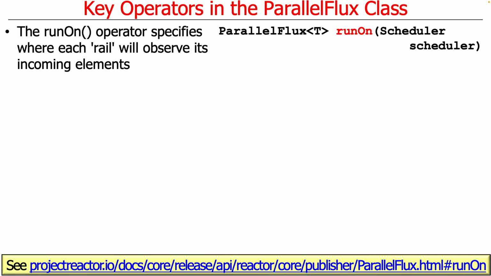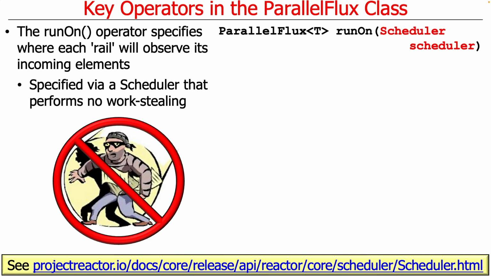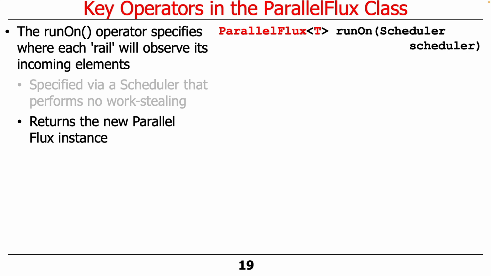There's another operator that parallel flux has that doesn't come from flux, called runOn. And runOn specifies where each of the rails will wait and do the processing on the elements that are sent to it in round-robin order. And when you call runOn, you give it a scheduler, and this scheduler does not perform work stealing for whatever reason. What's returned is a new parallel flux instance that will run its elements on that scheduler. And the typical schedulers are the parallel scheduler, which we've talked about before, and the bounded elastic scheduler, which we'll talk about next.